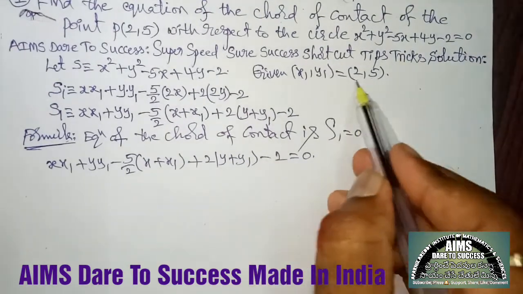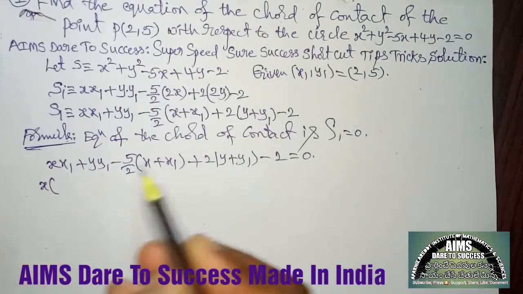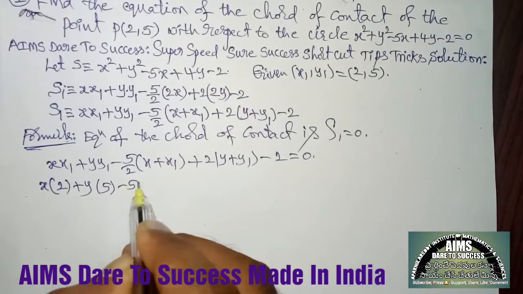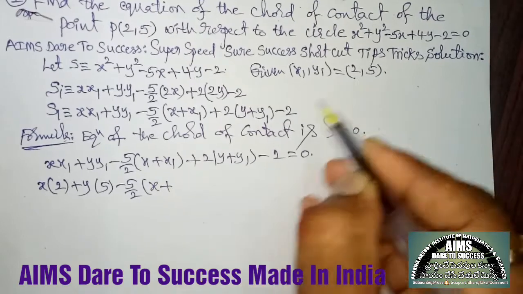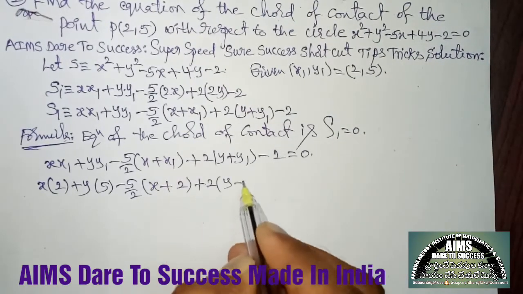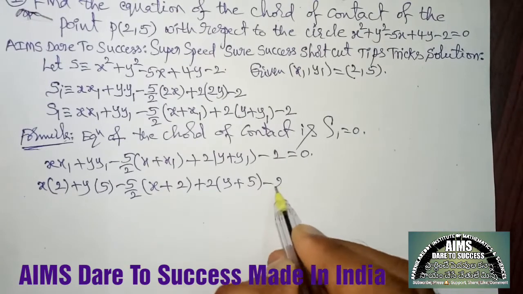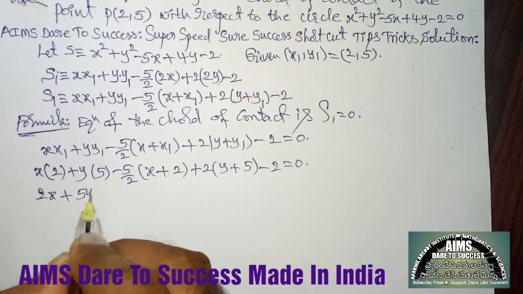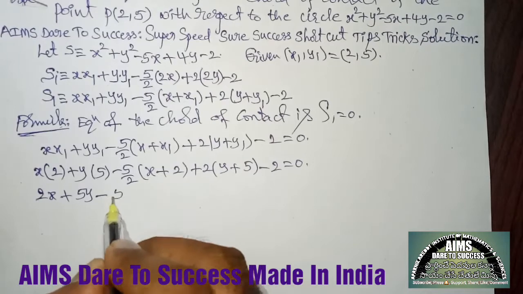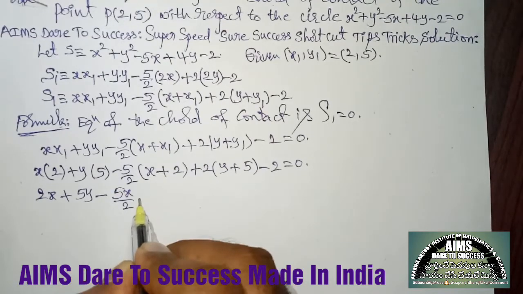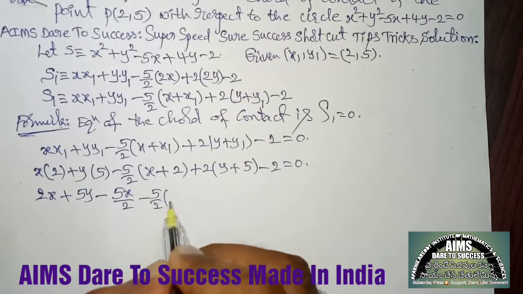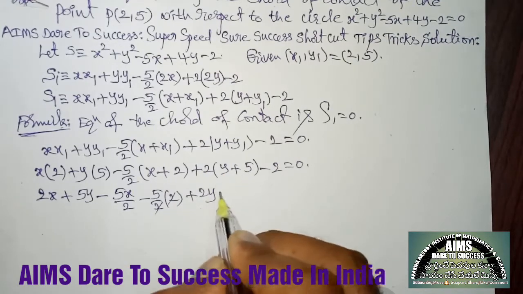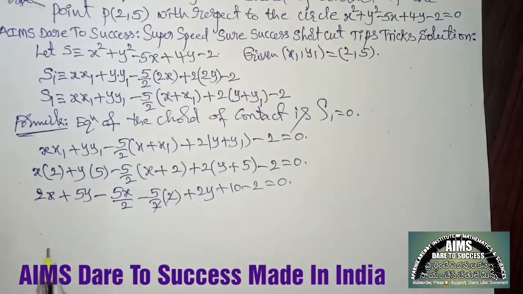According to the given question x1 comma y1 is 2 comma 5. Now I am substituting: x into x1 value 2, plus y into y1 value 5, minus 5 by 2 into x plus x1 value 2, plus 2 into y plus y1 value 5, minus 2 is equal to 0. x into 2 is 2x plus y into 5 is 5y, minus 5 by 2 multiply inside, minus 5x by 2 minus into plus minus 5 by 2 into 2, 2 get cancelled, plus 2 multiply inside we get 2y plus 2 5s are 10 minus 2 is equal to 0.